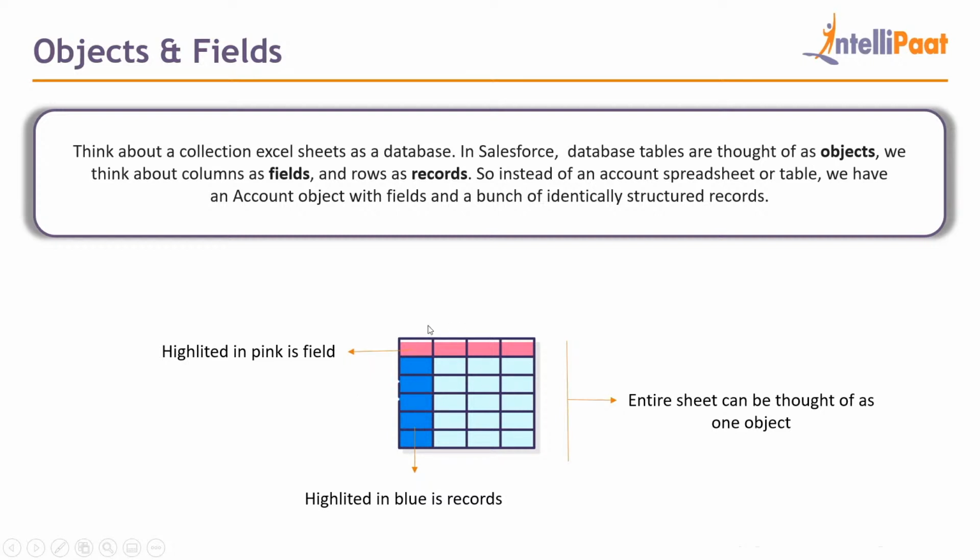So this column represents different properties, and the rows will represent different records of different students who have those particular properties in those fields, and all of it together, this particular sheet can be thought of as an object. So an object has a lot of different properties which are called fields, and when you have a lot of different entries inside of an object, those are called records. So that is the basic idea of what objects and fields are in Salesforce.